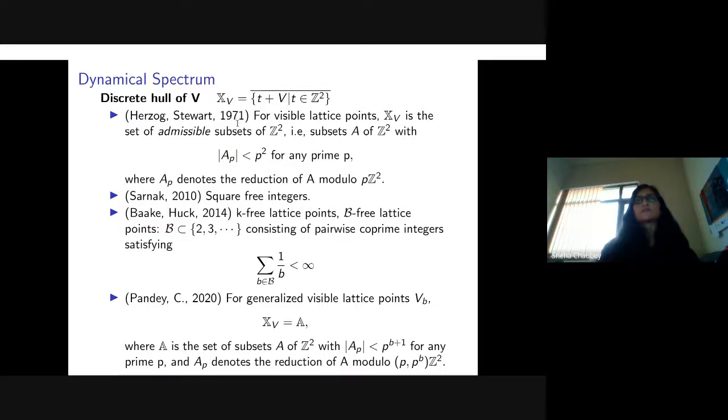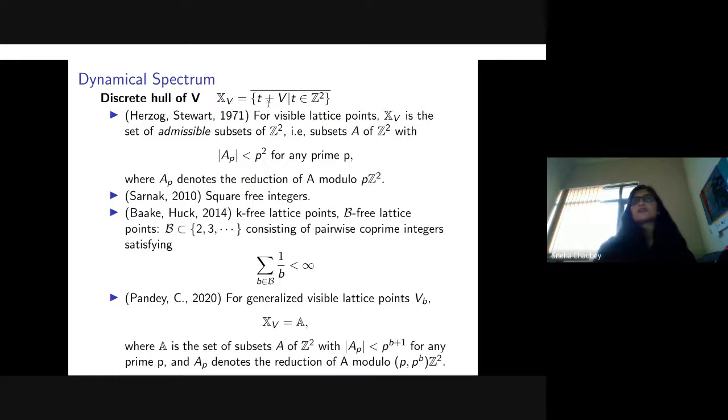So Herzog and Stewart in 1971 came up with the characterization of this discrete hull. They showed that this discrete hull is basically the set of admissible subsets of Z2. So what is an admissible subset? It consists of subsets A such that the cardinality of A_P is less than P squared for any prime P, where A_P denotes the reduction of A modulo P Z squared. So basically you're looking at all the residues modulo P except one. If you have a subset which consists of all residues except one, then its cardinality is going to be less than P squared, right? It's in Z2, so the full cardinality would be P squared. So in fact, they saw that this X_V is exactly equal to this set of subsets.